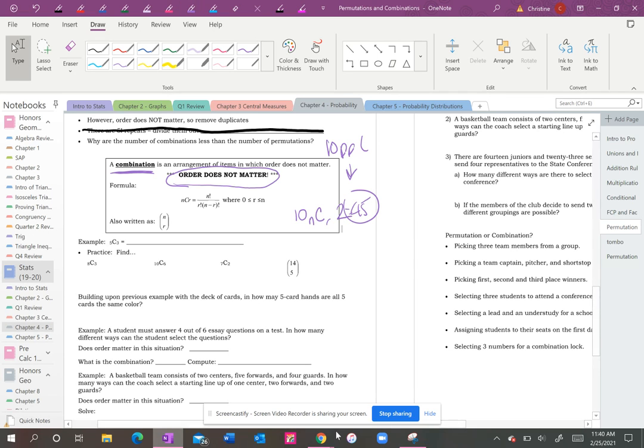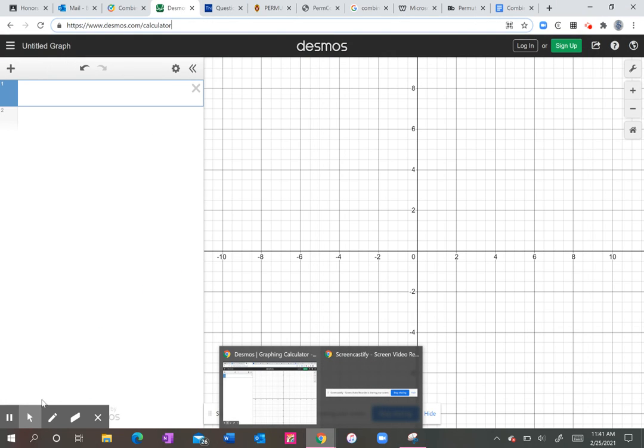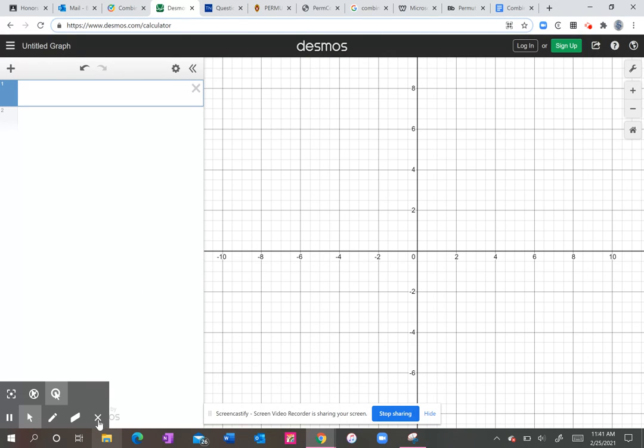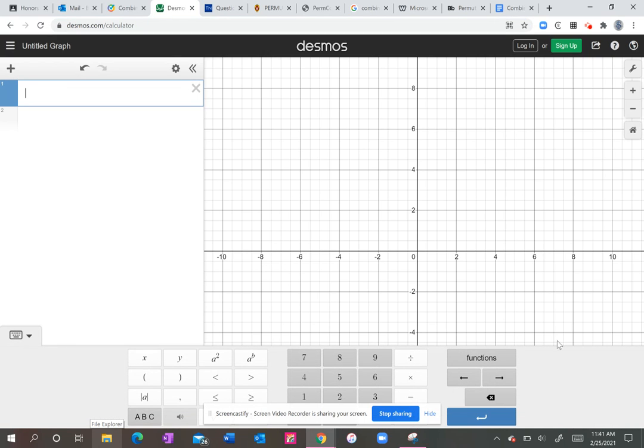Let me see. I don't know why I can't see this other calculator. Hold on. Hold on, let me exit it. There we go. It was hidden behind there.